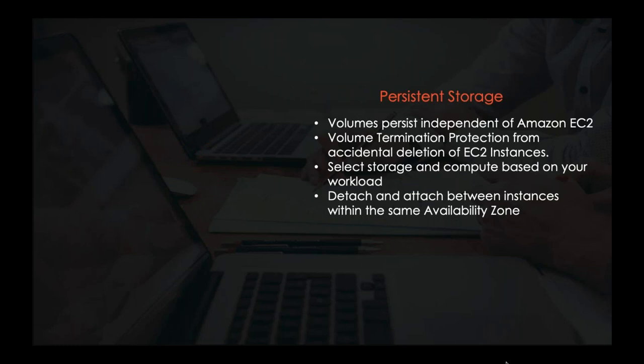So with this persistent storage system, the volume persists independent of Amazon EC2. Volume termination protection guards against accidental deletion of your EC2 instance. Just like your EC2 instance, you have termination protection. The same termination protection you can apply on the EBS volume, so that mistakenly or any other way, a person cannot delete this EBS volume directly.